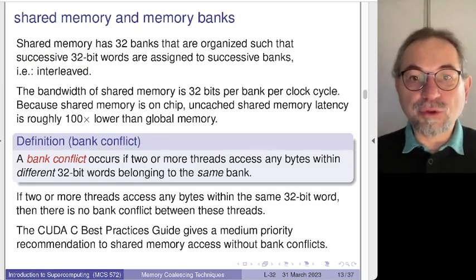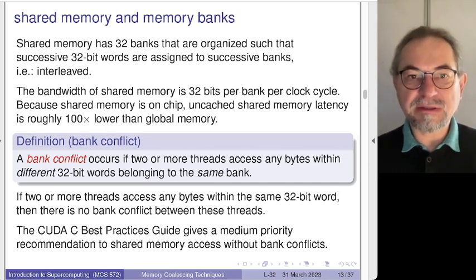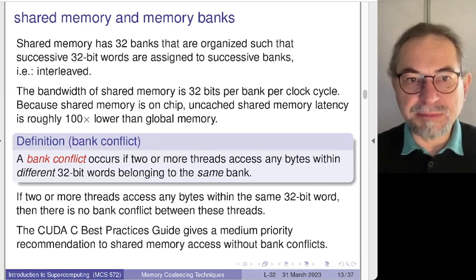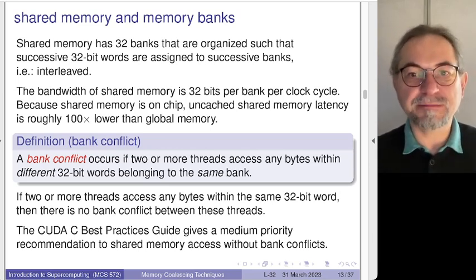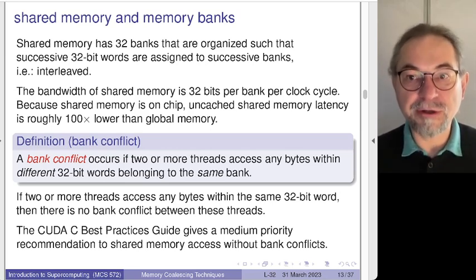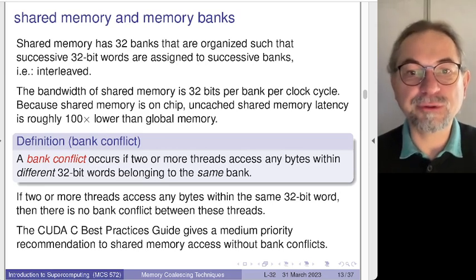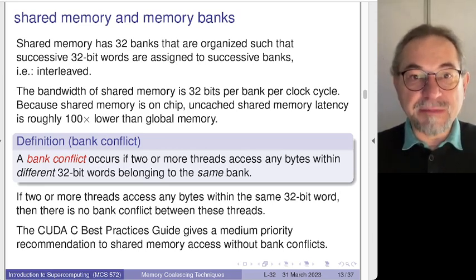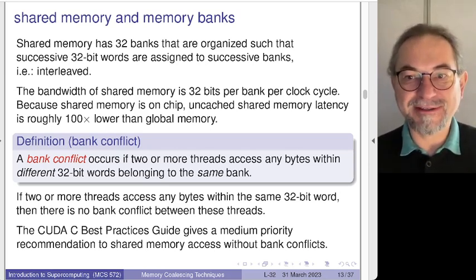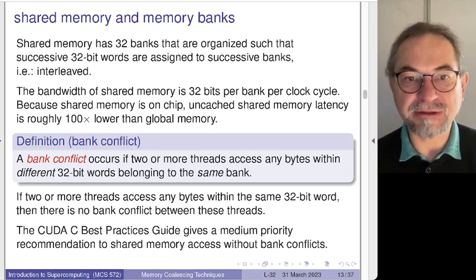Then there is the notion of bank conflicts. We talked about accessing global memory, but then there is also accessing shared memory, or storing into shared memory, or reading from shared memory into registers. So the shared memory is organized in 32 banks. So 32, again, is a number that corresponds with the size of each warp.